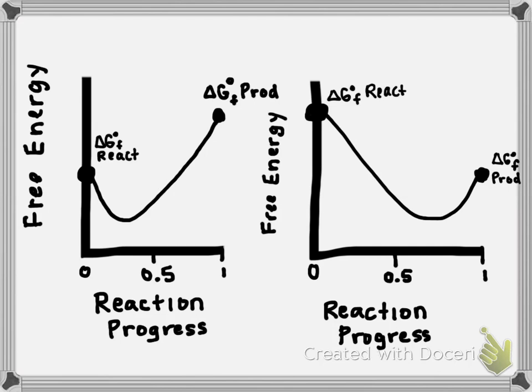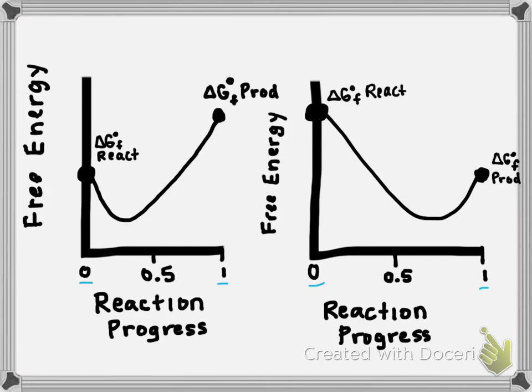And so here I have two sister plots. On these plots we have reaction progress on our x-axis and then free energy on our y-axis. We're keeping track of how that free energy changes as we go from 100% reactants, 0 products, all the way to 100% products and 0 reactants.